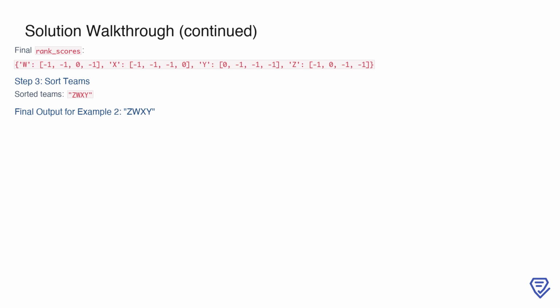We then sort the teams based on the same two criteria, their ranking scores and lexicographical order as a tiebreaker. After sorting, the teams are ranked in the order ZWXY. This becomes our final output for this example.